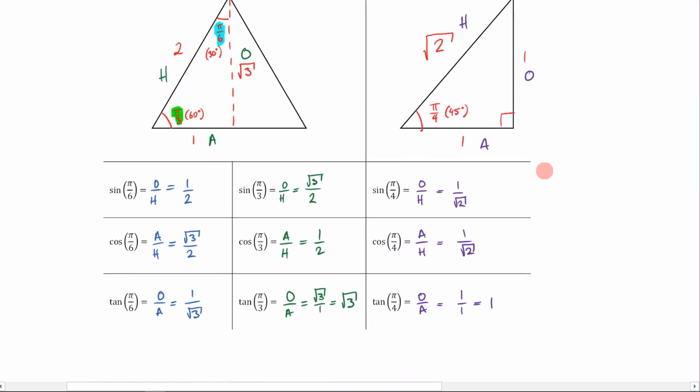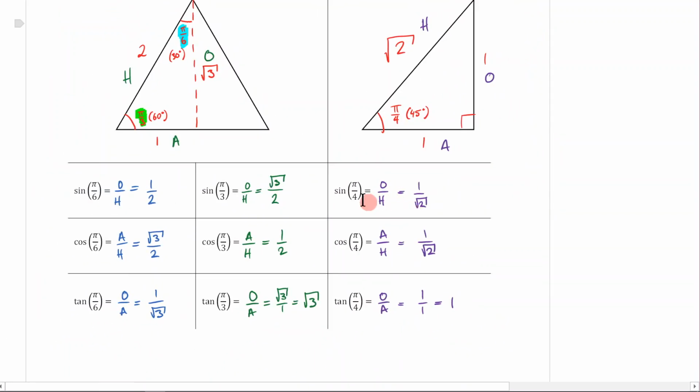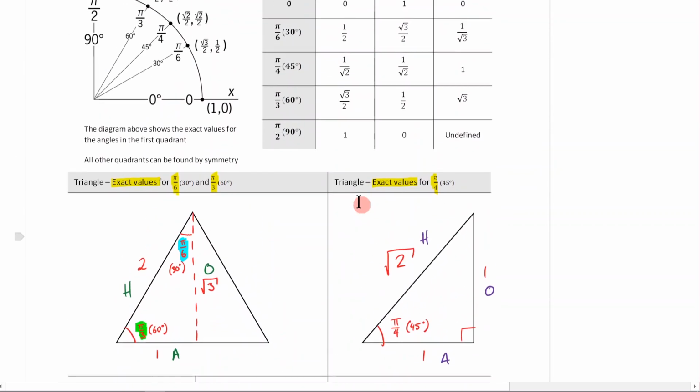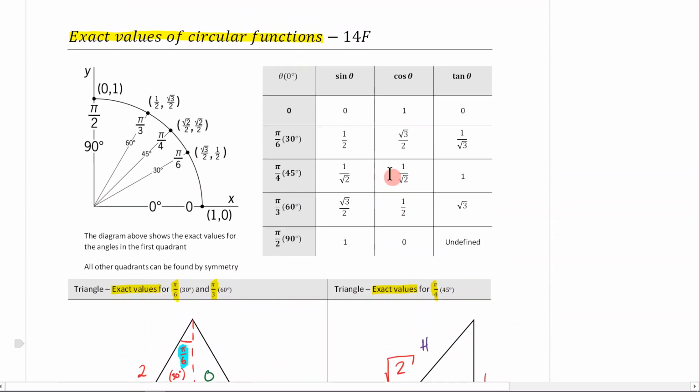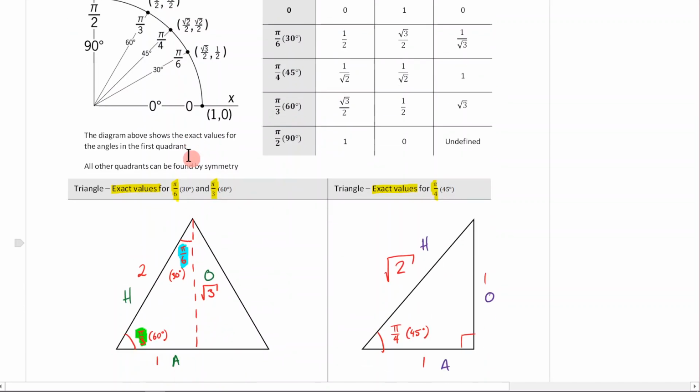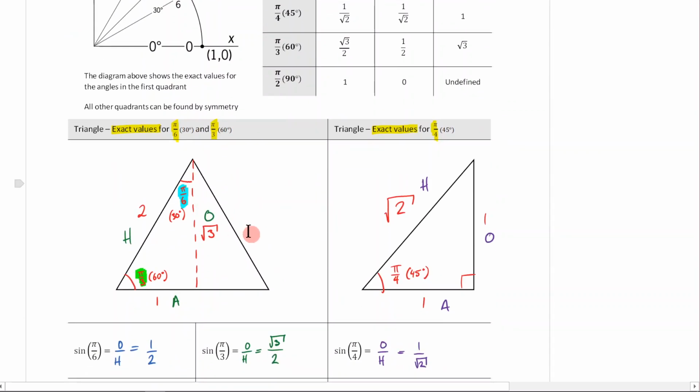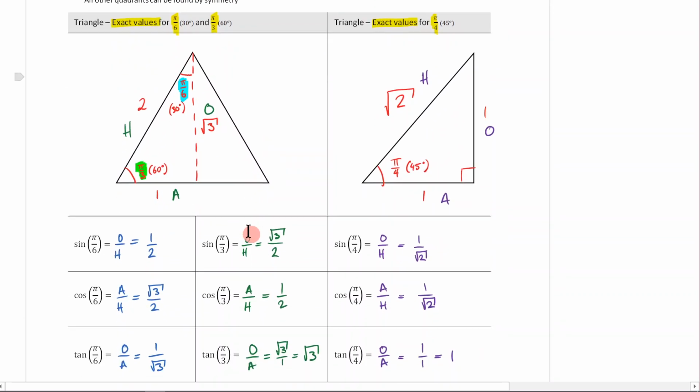Perfect. So what have we covered in this lesson? We have covered what all these values mean. We've looked at how they apply to our unit circle, so how we can visualize it using the unit circle, and also how we can use these special triangles to help us commit to memory all these exact values.